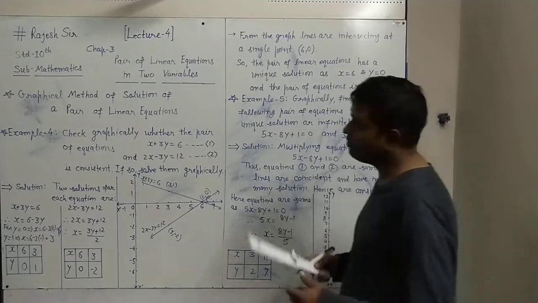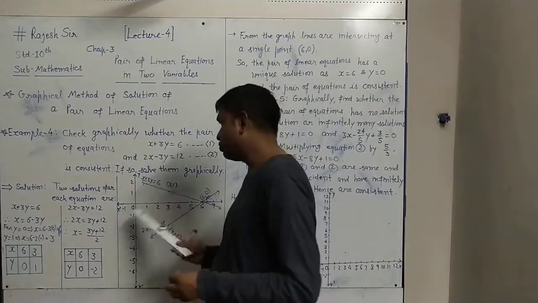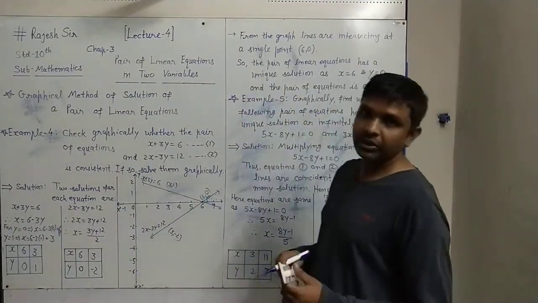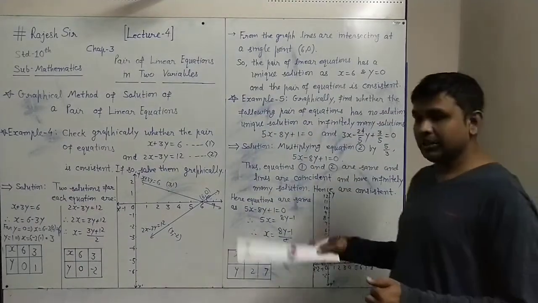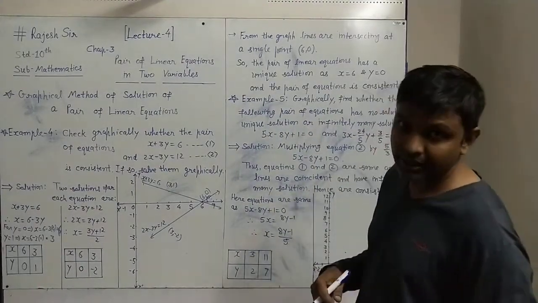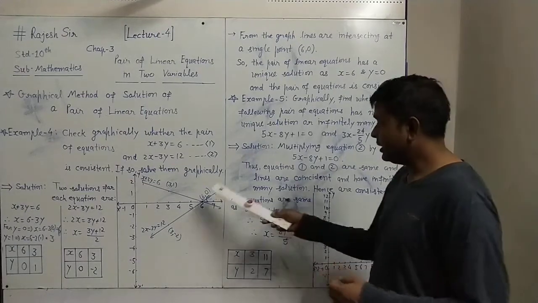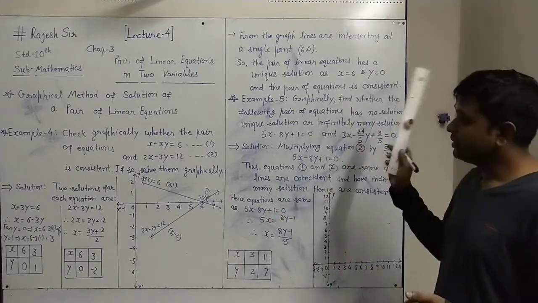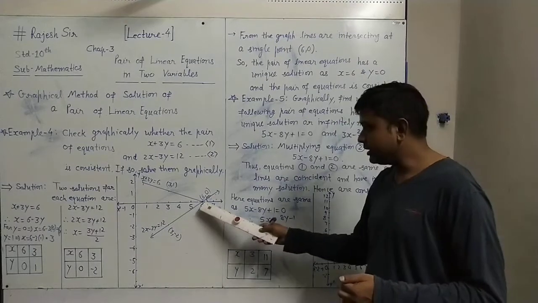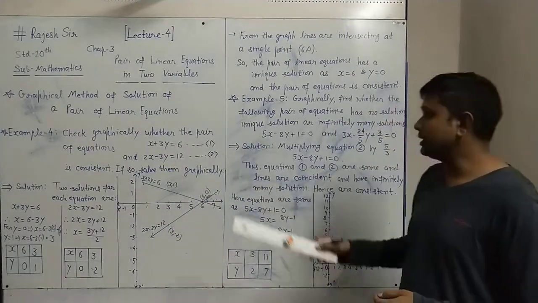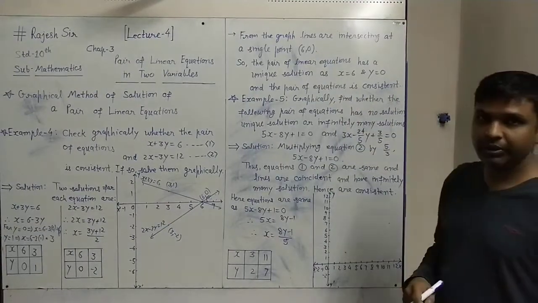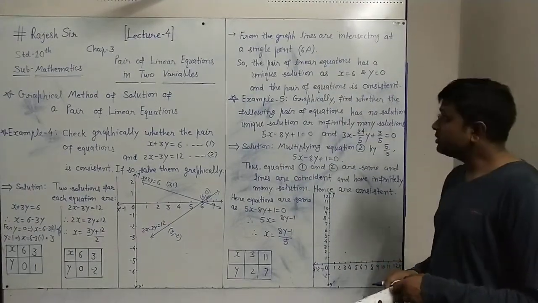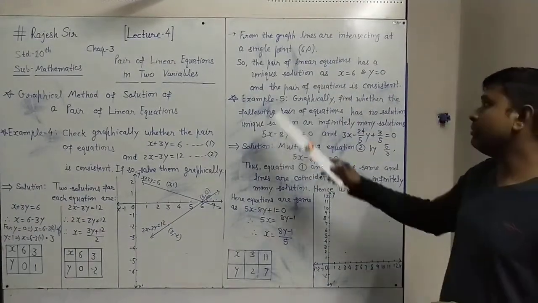So this way, in example 4 we have seen graphically how to represent both the equations by lines on the graph, and whether they are intersecting or not. On the basis of that we say they are consistent or not. So they are intersecting, so they are consistent, and the point at which they intersect will be the solution, that is (6, 0), meaning x equal to 6 and y equal to 0. Now, in a similar way, we will go to example 5.